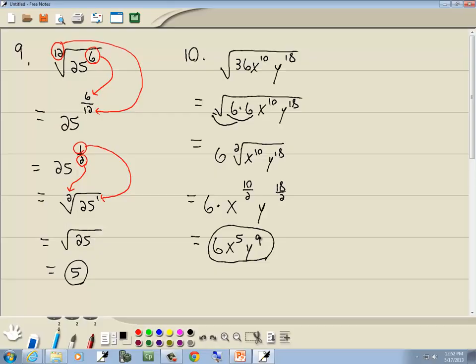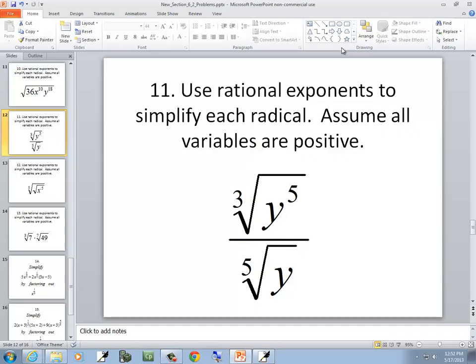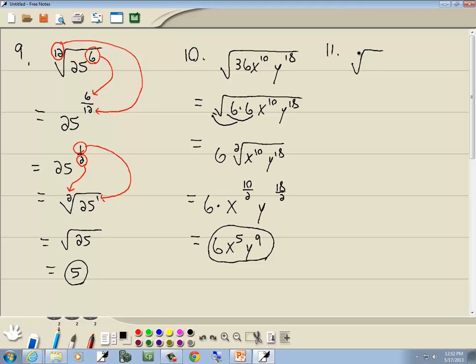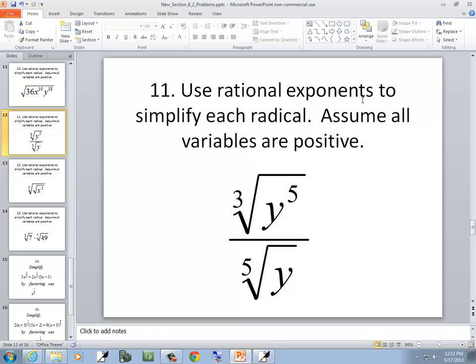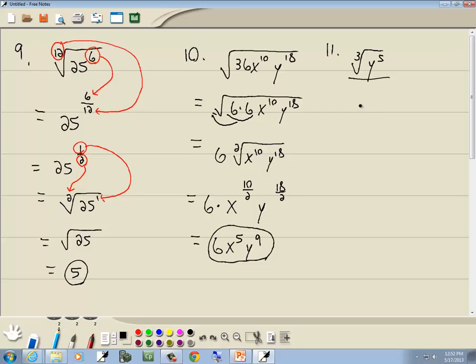Okay, let's look at this one. Cube root of y to the 5th over the 5th root of y. And they want us to use rational exponents, so that's our starting place. We'll rewrite the top part as y to the 5/3, and the bottom part becomes y to the 1/5. Again, whatever number is in this little slot here, that's your index, goes in the denominator. So 3 goes in the denominator, and down here the 5 goes in the denominator.